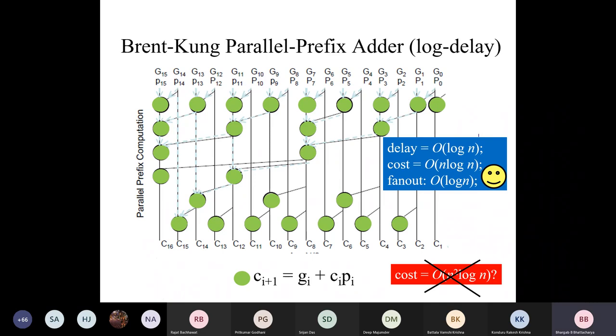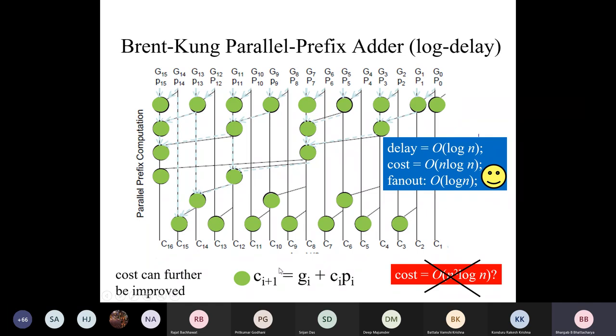So you see, we are gradually improving. First we reduce the delay, then we reduce the fan out from n to log n, then we reduce the cost from n square log n to n log n. So now the question is, can you reduce the fan out to a constant factor? Say just 2. And that's what is done here.